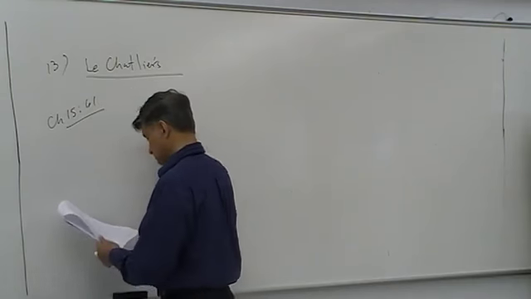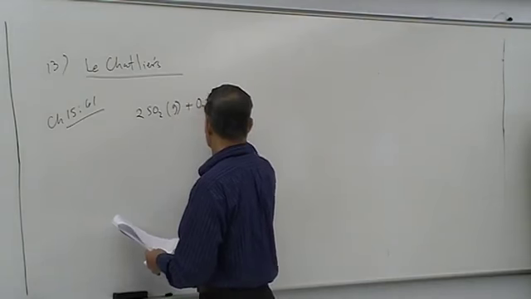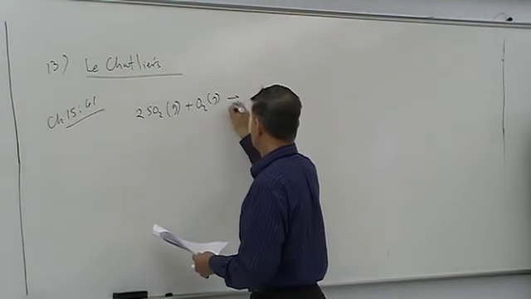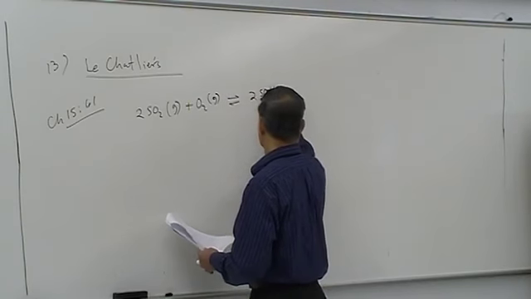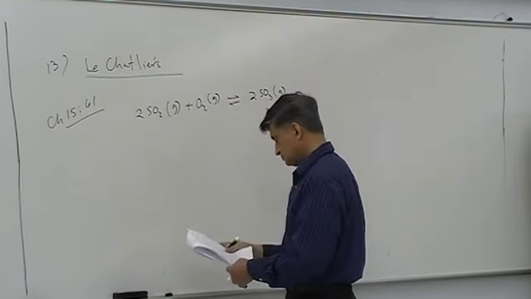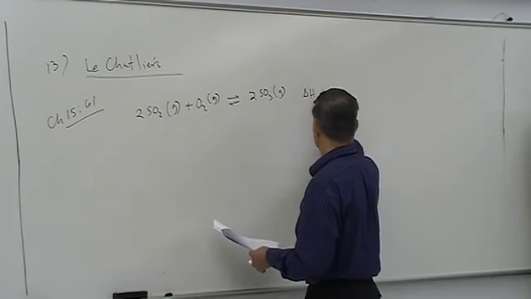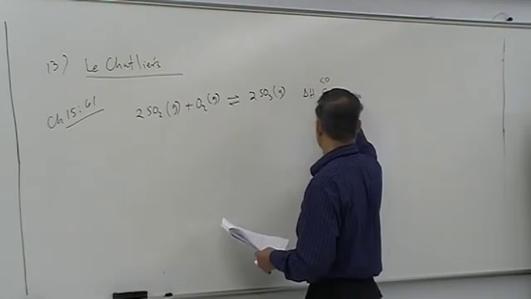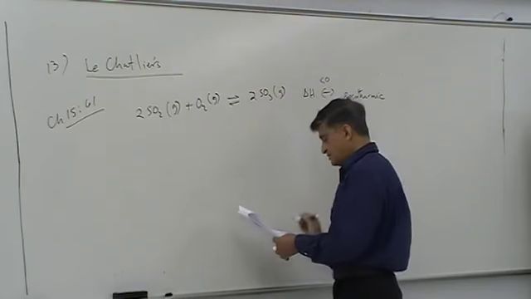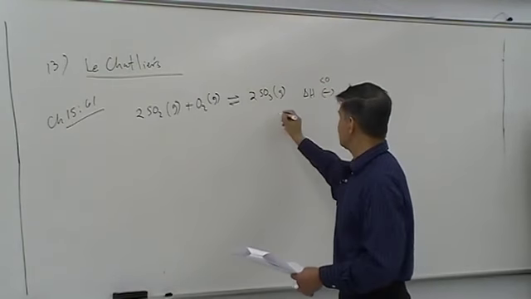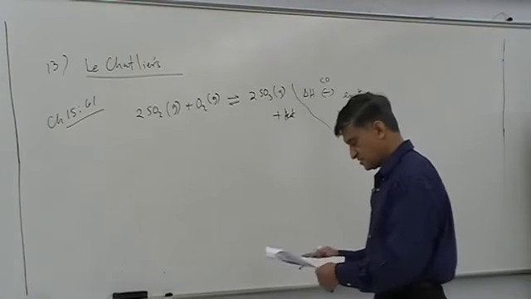2SO2 plus O2 gives 2SO3 gas, and the question is saying that delta H is negative. Negative, or less than 0, means exothermic. Exothermic means you not only get products, you also get heat. So let's write down heat on the product side. That would help you to answer these questions.